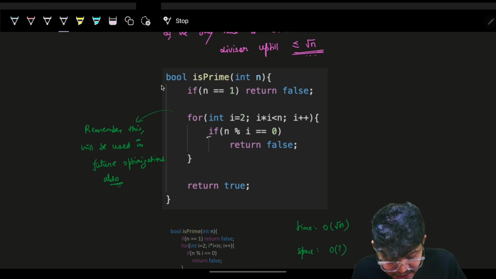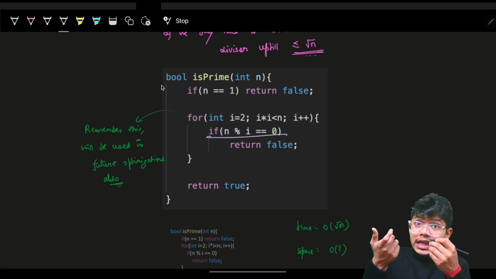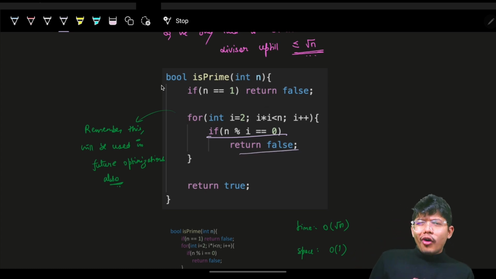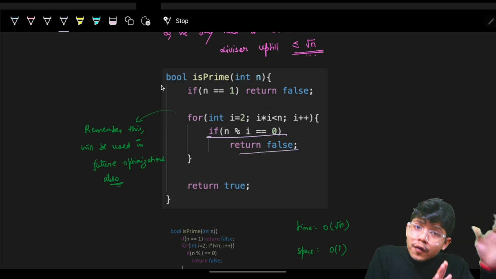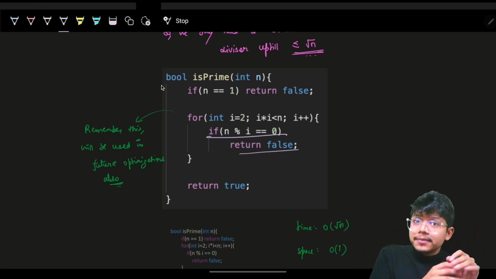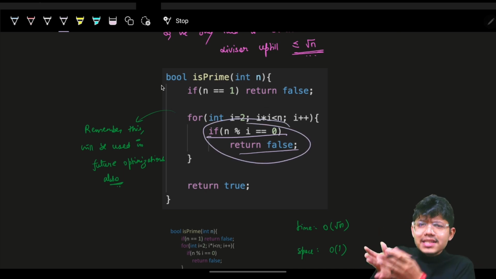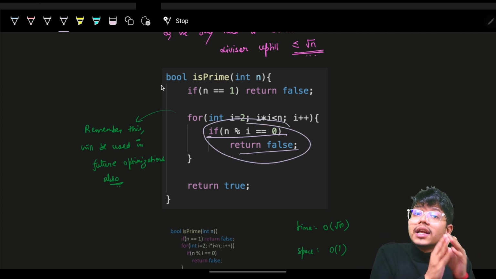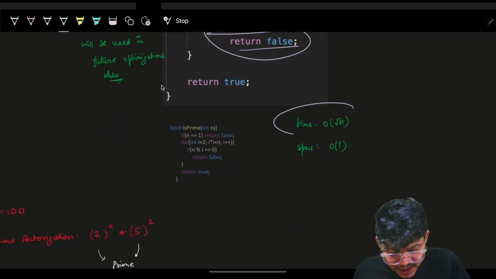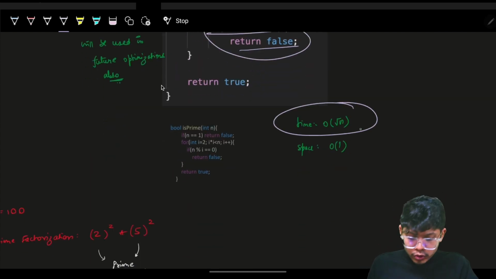If n mod i is 0, you have already found a divisor, and there is no need to go further to check if something divides or not, because if in the left part nothing divides, then for sure in the right part also nothing will divide. And that's how I optimize my time to O of root n.